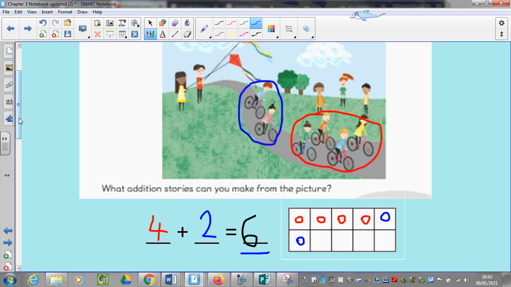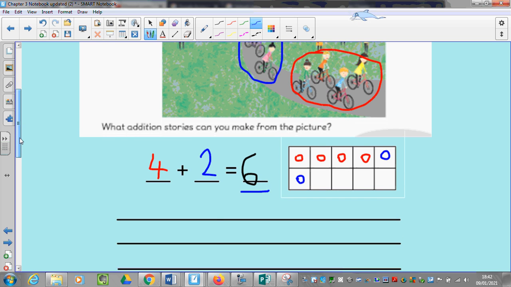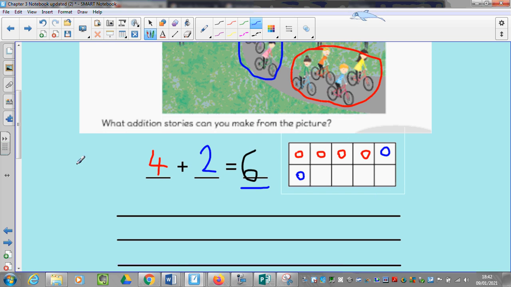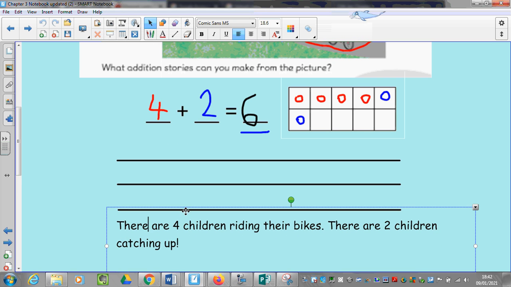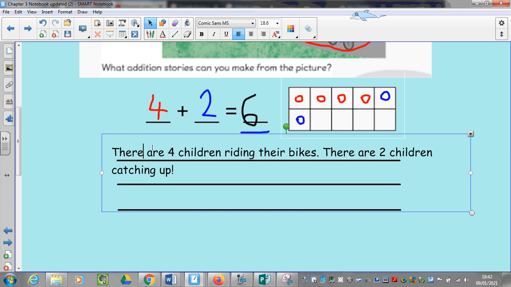Excellent. Now this is the really tricky bit. We're going to write this out as an actual sentence using words. Now here's my bit of Blue Peter. Here's one I did earlier. And I'll put this up here. There are 4 children riding their bikes. There are 2 children catching up. That is what I have written here.